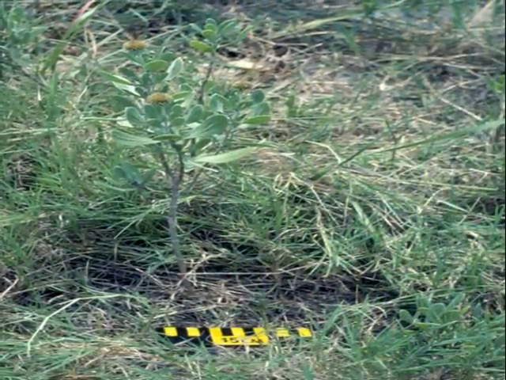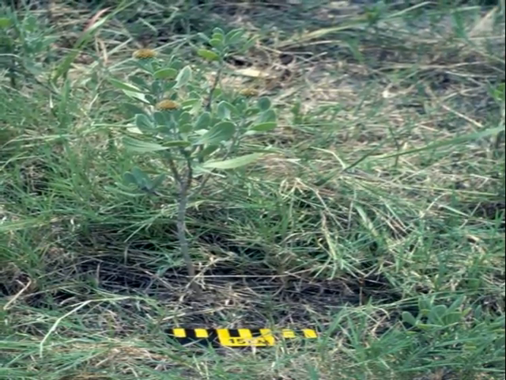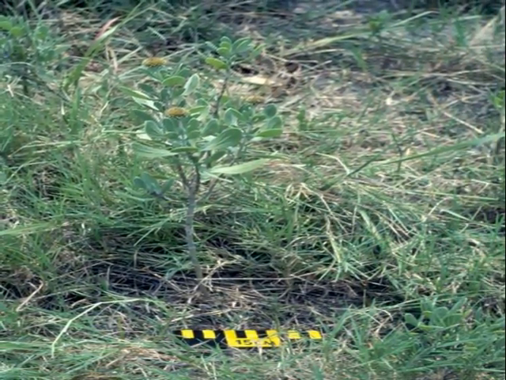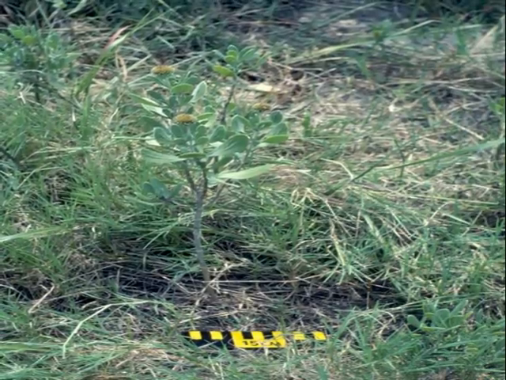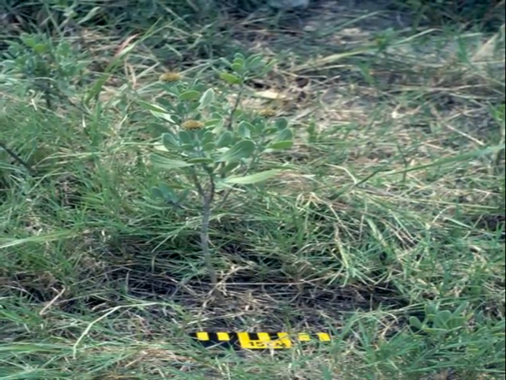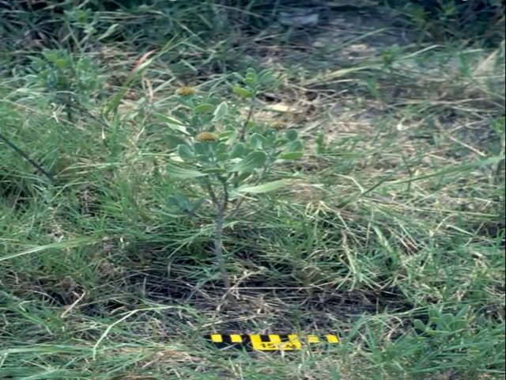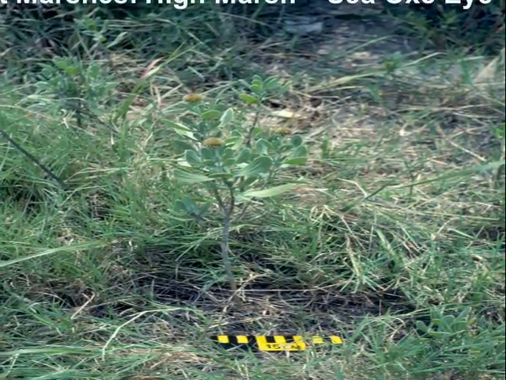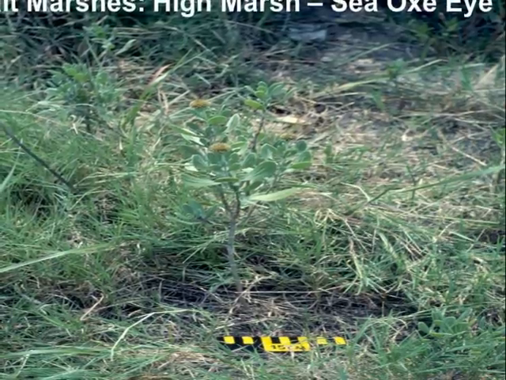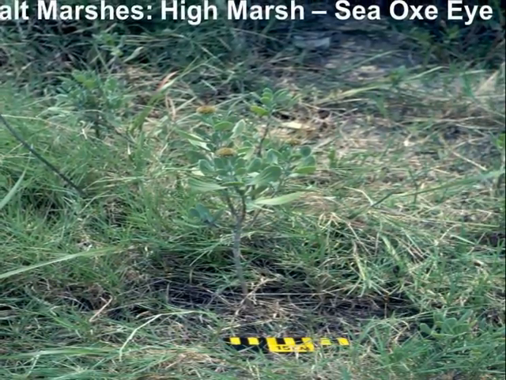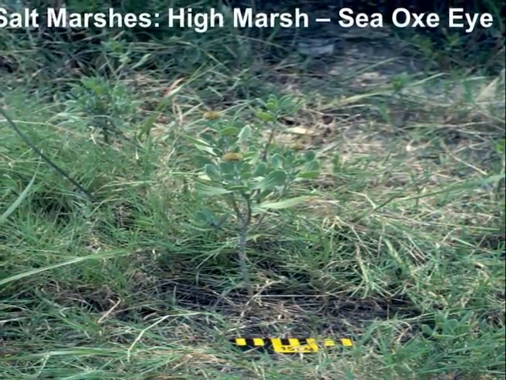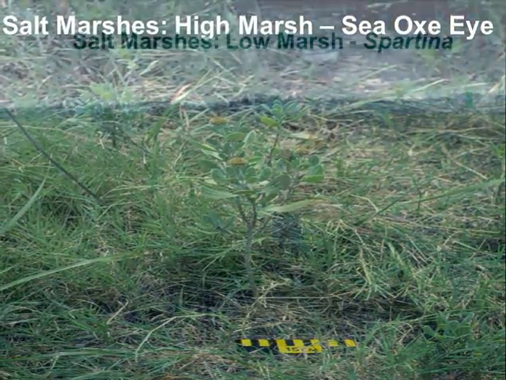Another common salt marsh plant is the sea oxeye, and that's this plant with the yellow flower. And you can see that right behind the scale. Again, that's a 30 centimeter scale. And so you can see the yellow flower on the sea oxeye, another dominant vegetation type within the salt marsh.